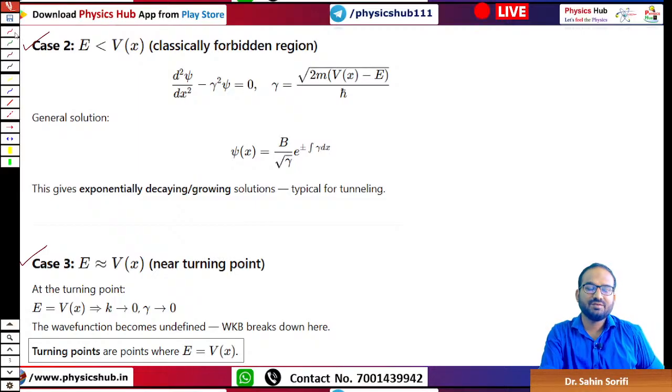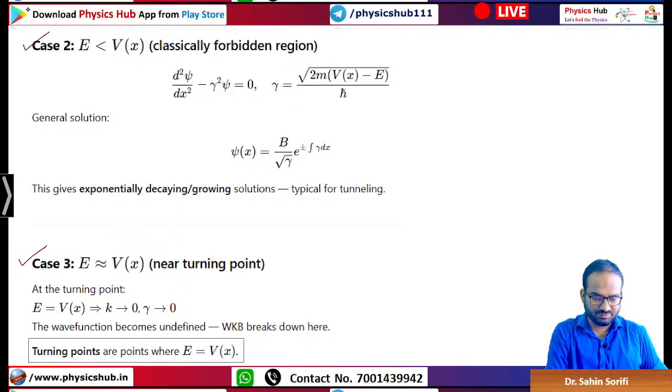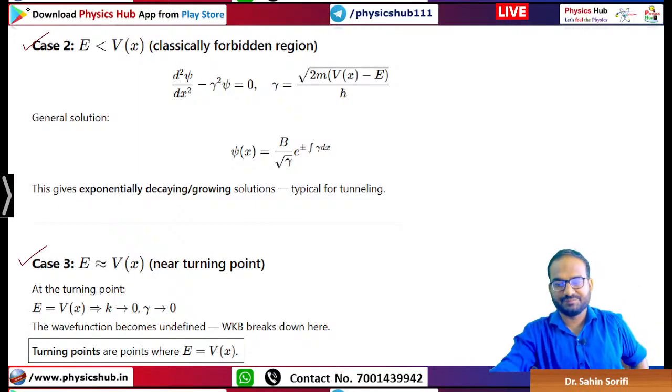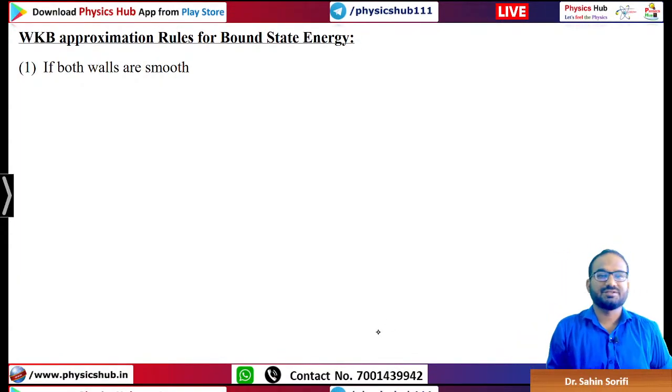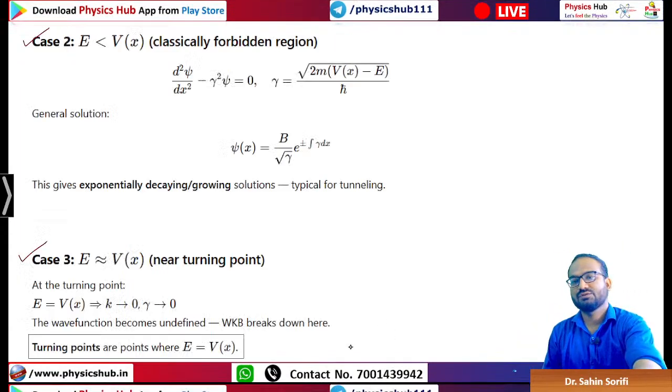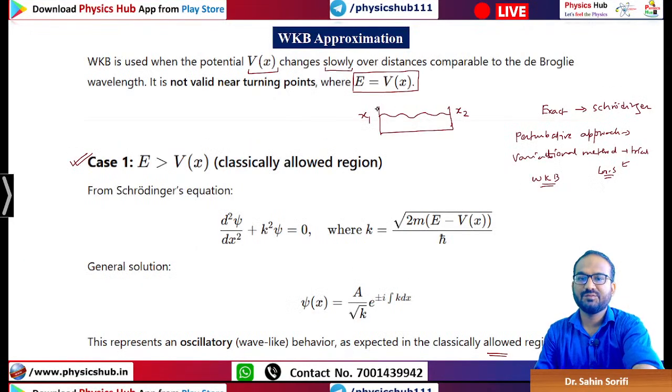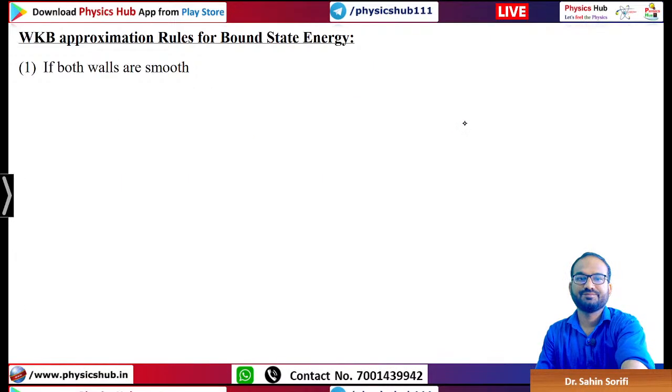Now let me give you the 3 rules which you require in WKB approximation. WKB approximation rules for bound state energy. Now as I have shown you, this is delimited by 2 walls. Depending on the nature of these walls, we will have different formulae.